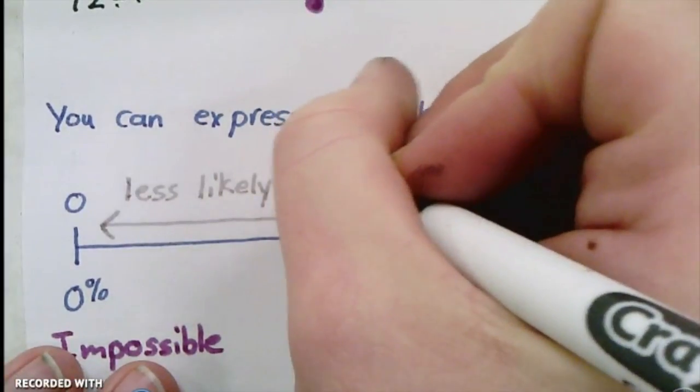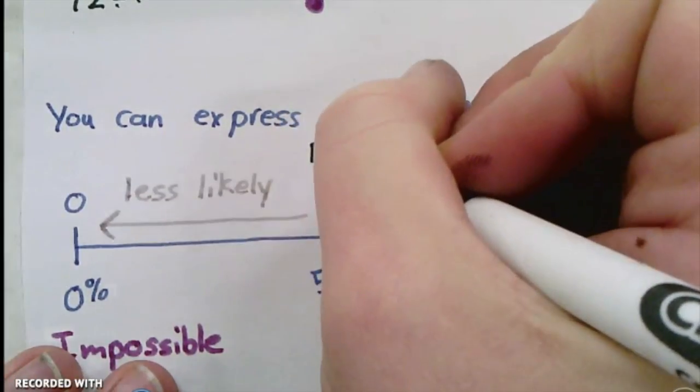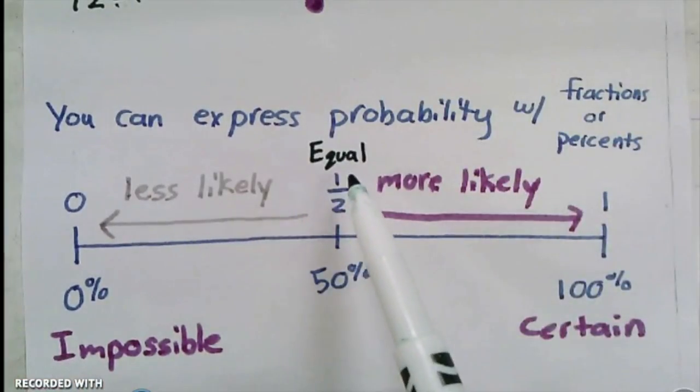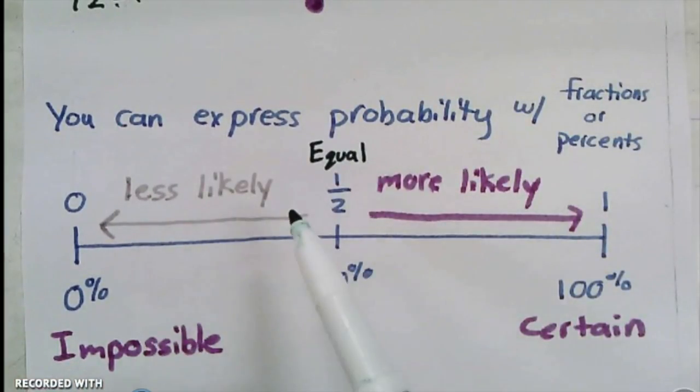Let's write equal. This means that it's equally likely that it will or will not happen. So anything in this area between 1/2 and 1 or 50 and 100% is more likely. Anything in this area is less likely. All right, go to the second page.